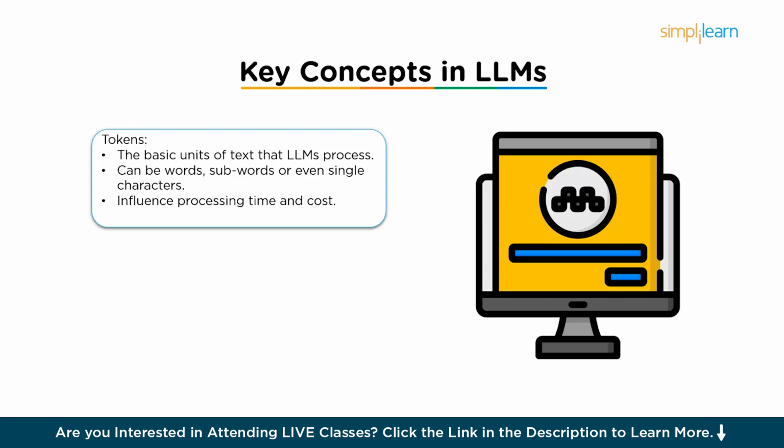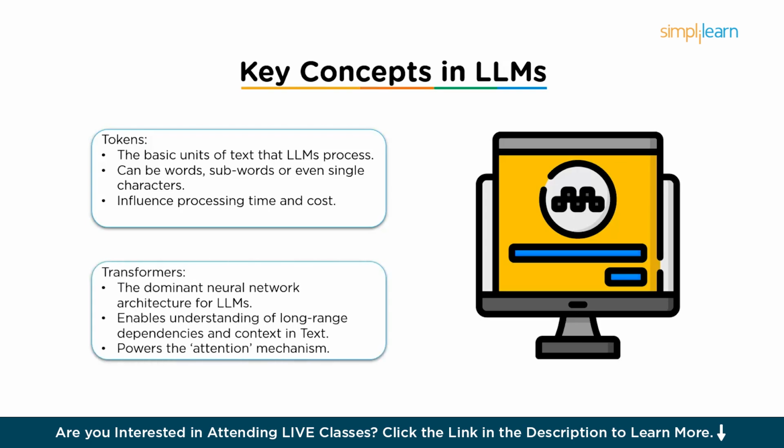Understanding tokens is important because they directly influence processing time and cost. The more tokens in your input or output, the more computational resources are required and often the higher the cost when using commercial LLM APIs. Secondly, perhaps the most crucial architectural evolution are transformers.